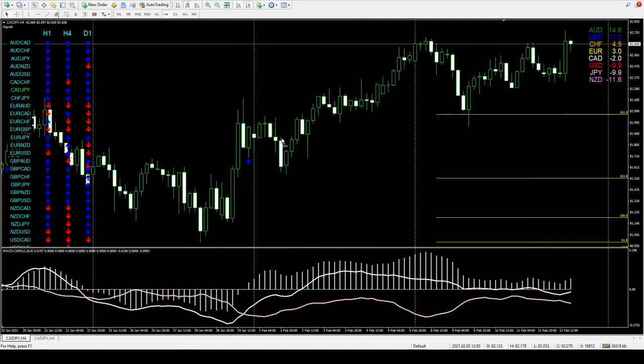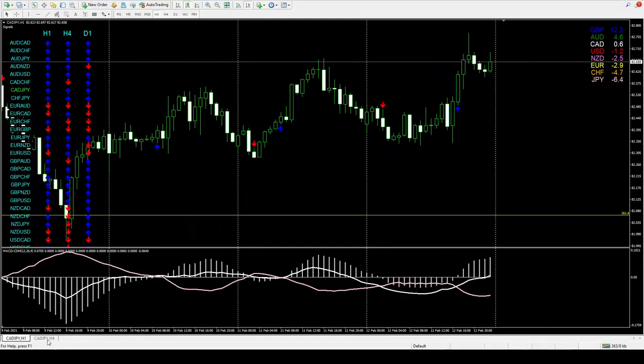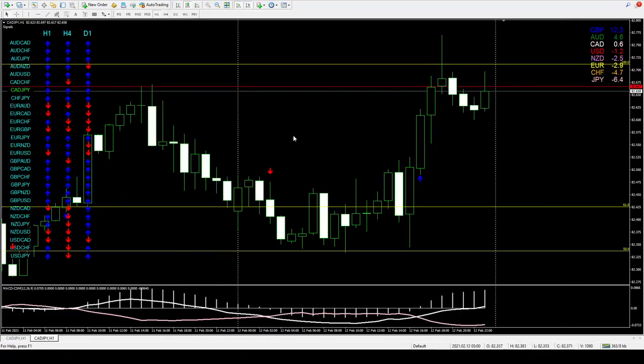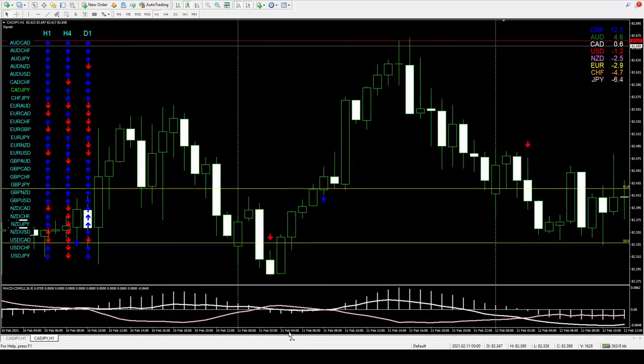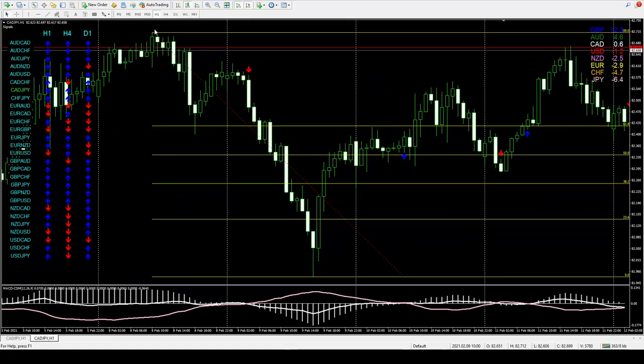So the next one is CAD JPY. Let's check CAD JPY. I didn't plot it here. So CAD JPY is here. As you can see, it's a buy. So let's go to the H1 time frame. Let me plot it. The buy signal came on Wednesday.